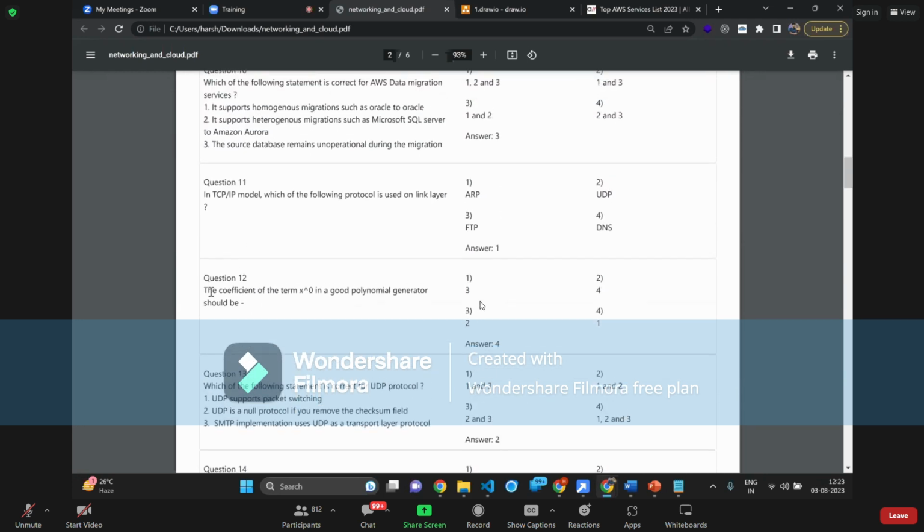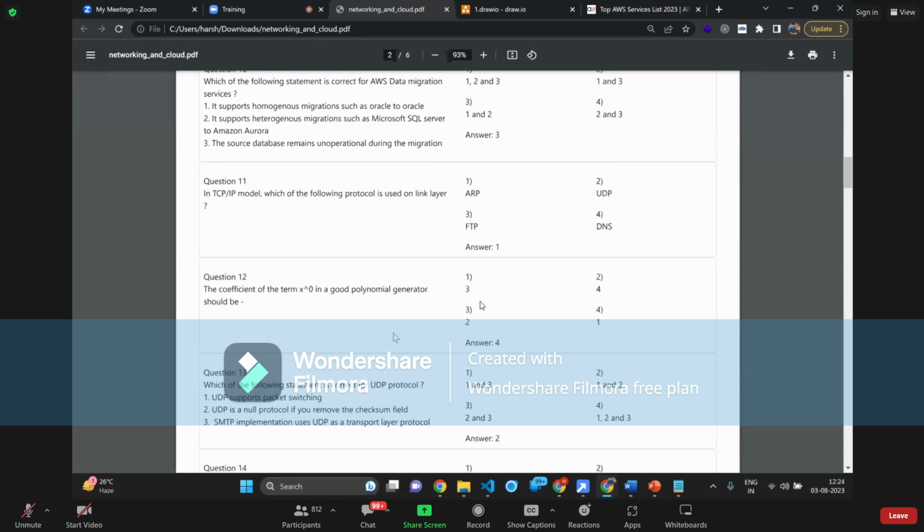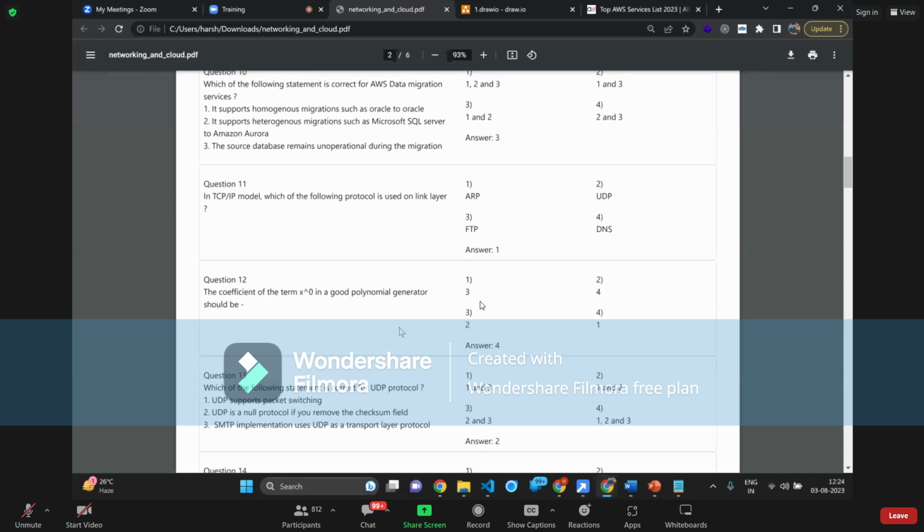Yes. For example, the coefficient of x term, x bar 0, in a good polynomial generation should be... The answer is 1. I mean, this is something that, for this, you might have to, as I said, understand a lot of different factors.